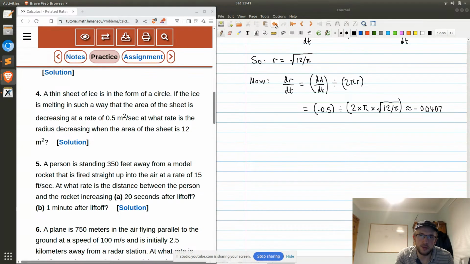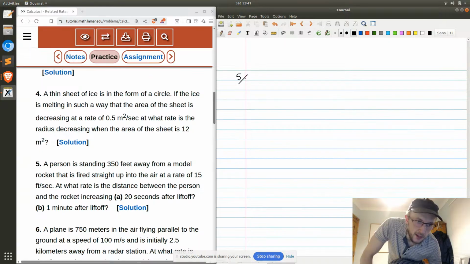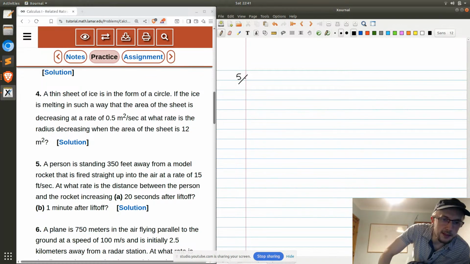Problem 5. A person is standing 350 feet away from a model rocket that is fired straight up into the air at a rate of 15 feet per second. At what rate is the distance between the person and the rocket increasing at 20 seconds after liftoff and 1 minute after liftoff?